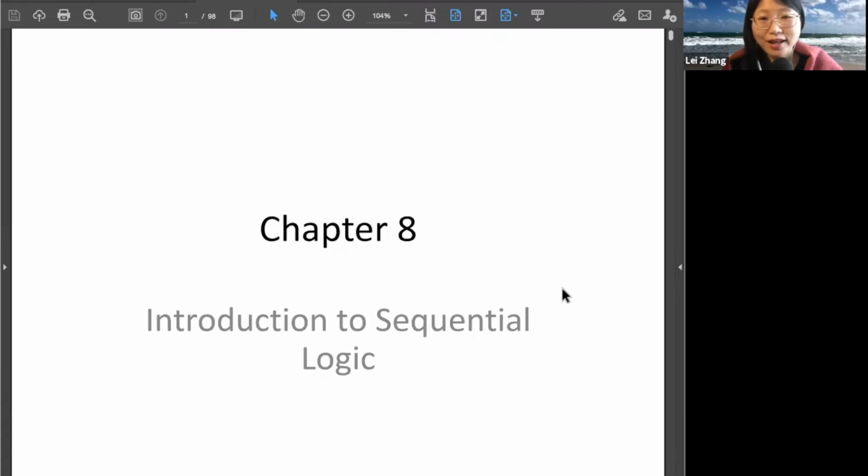This is important because it will lead to our chapter 9 and chapter 10, when we talk about counter design, shift register design, and eventually we will learn how to design state machines, finite state machines. They are all based on the sequential logic we are going to learn in chapter 8 this week.